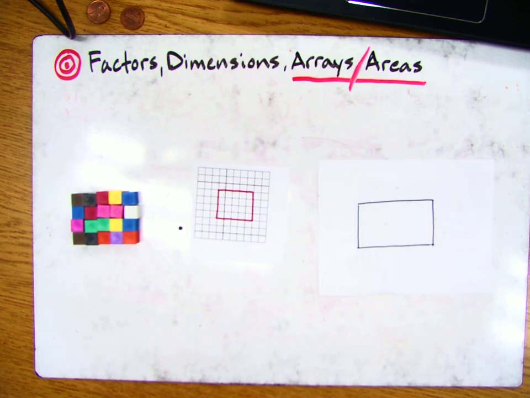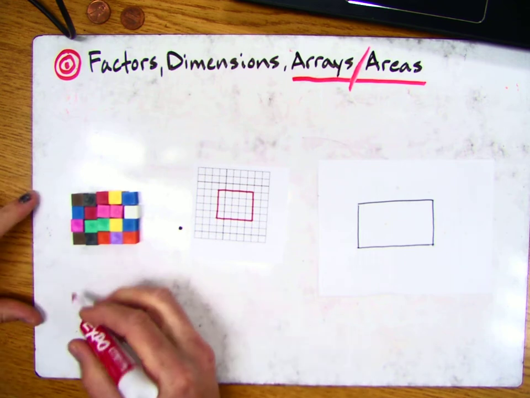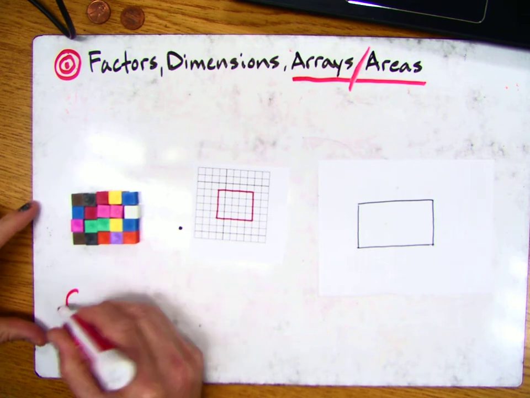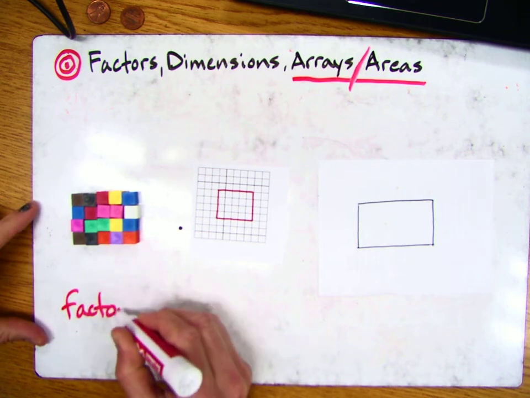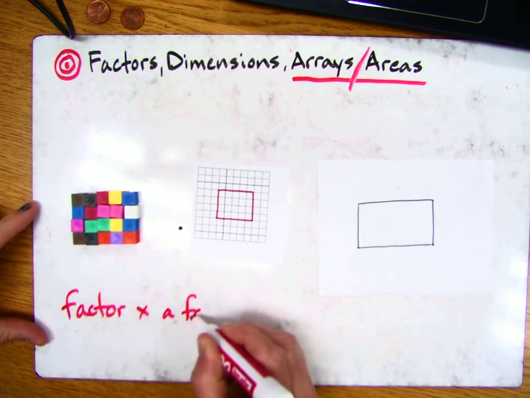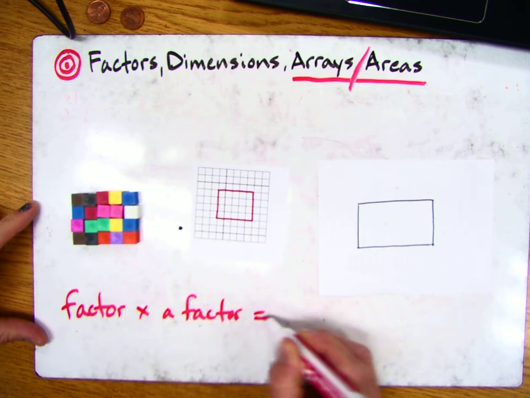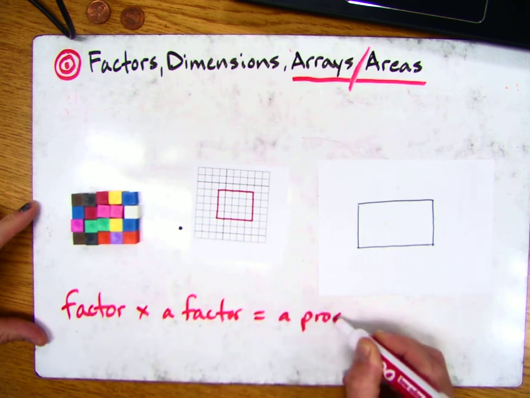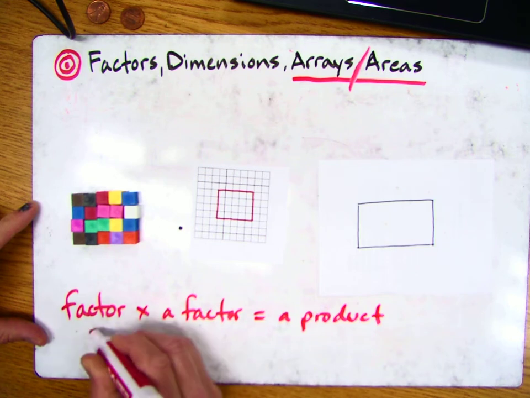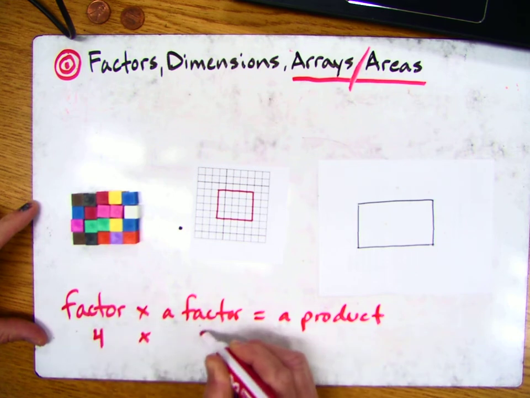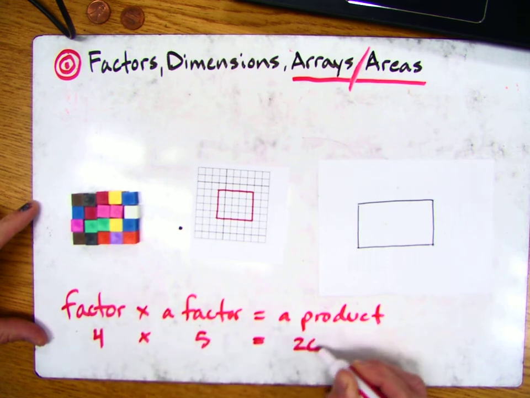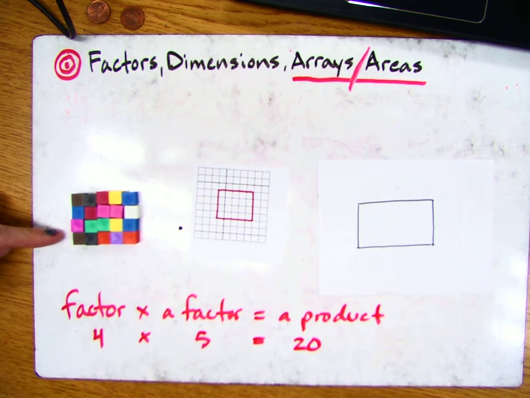So the word factors are just numbers used to multiply. So if we said they're whole numbers used to multiply. So a factor times a factor is a product. And for that reason, we're just looking at factor times a factor is a product, and that's what we have here. 4 by 5 is 20.